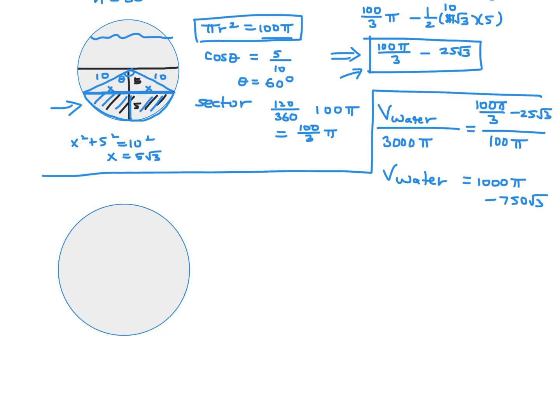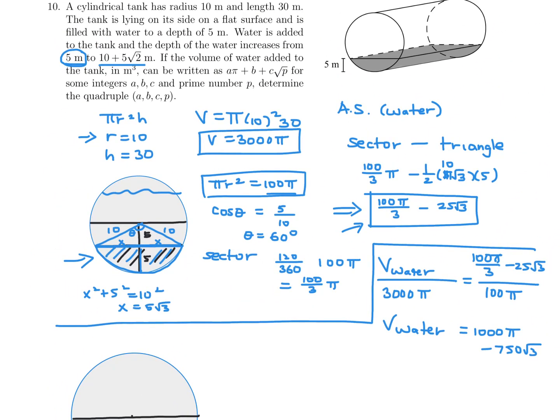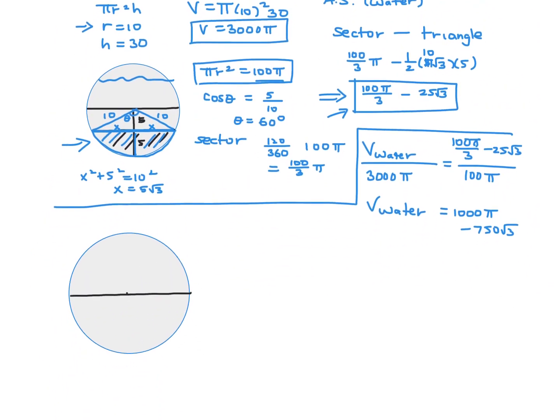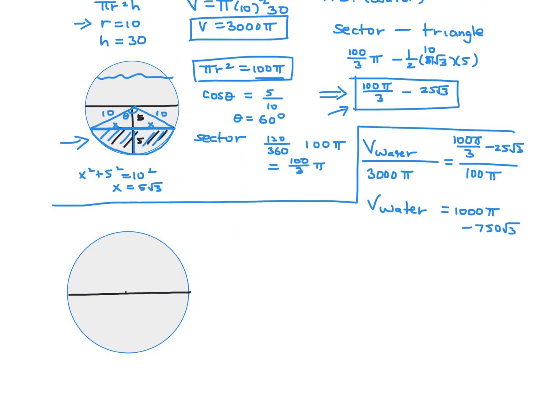So let's draw another circle, and let's try to attempt to draw this. So this is sort of in the middle. And then what's the depth? The new depth is 10 plus 5 root 2. Okay, so 10 would basically mean that we are definitely that whole thing, because that's 10. And then another 5 root 2, which is approximately 7. So it's probably going to be somewhere up here. That's the new depth of the water. Okay. All right, I got it.